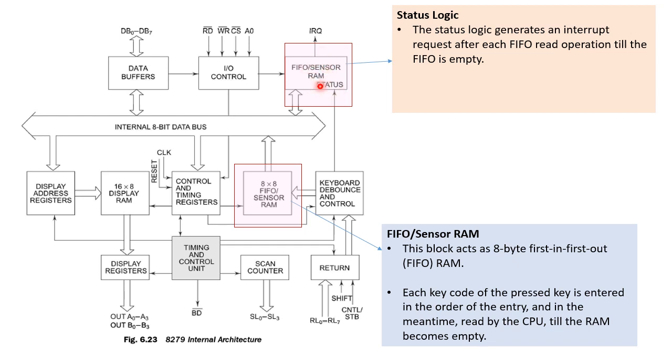This particular unit is responsible for generating an interrupt request after each FIFO read operation till the FIFO is empty. That is, if a key has been pressed and its code comes to the FIFO sensor RAM, this 8279 should inform the microprocessor about the key scanned. That is done using the FIFO sensor RAM status. Here you can see an IRQ signal which is going to the microprocessor. Through this, the interrupt request goes to the microprocessor.